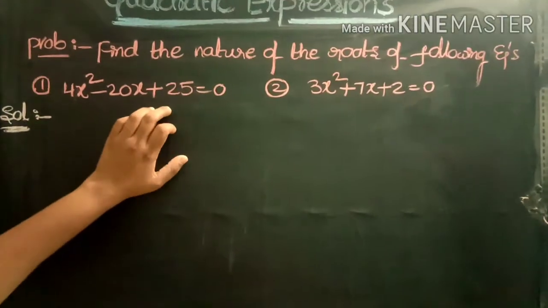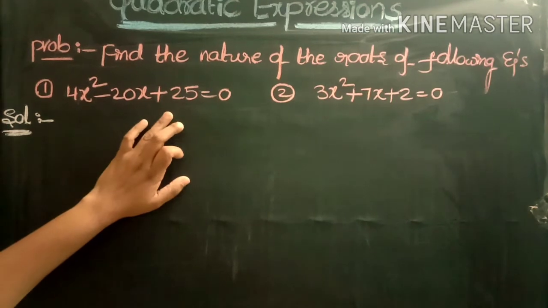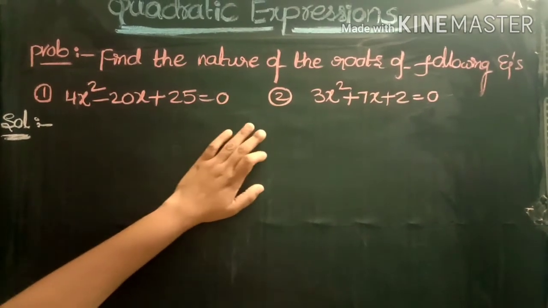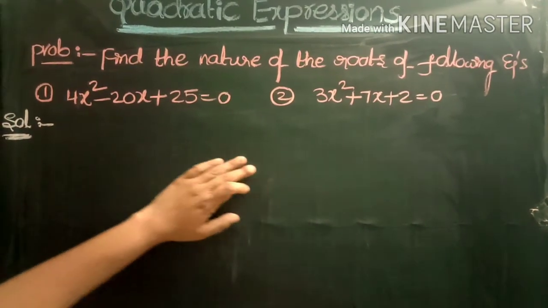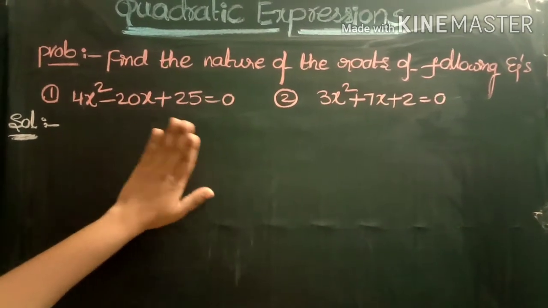Find the nature of the roots of the following equations. The first problem is 4x square minus 20x plus 25 is equal to 0 and the second problem is 3x square plus 7x plus 2 is equal to 0. So the given problem is to find the nature of the roots of the following equations. Here two equations are given.